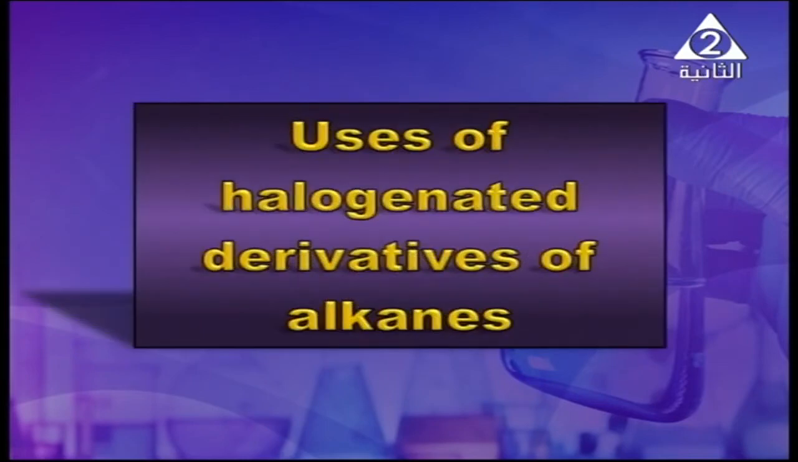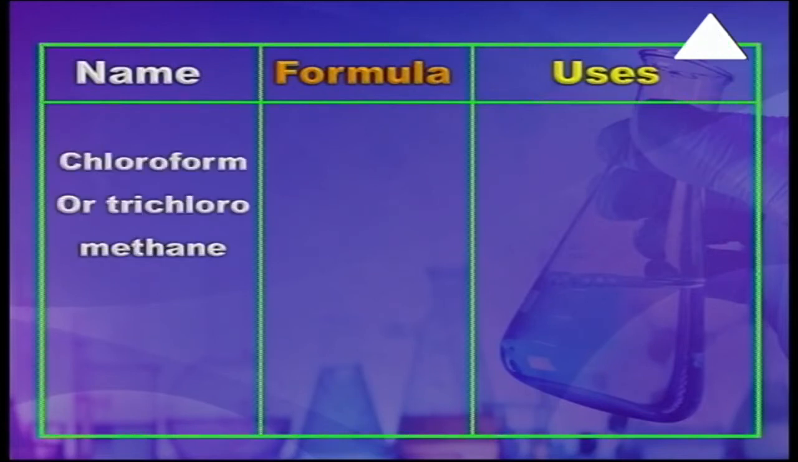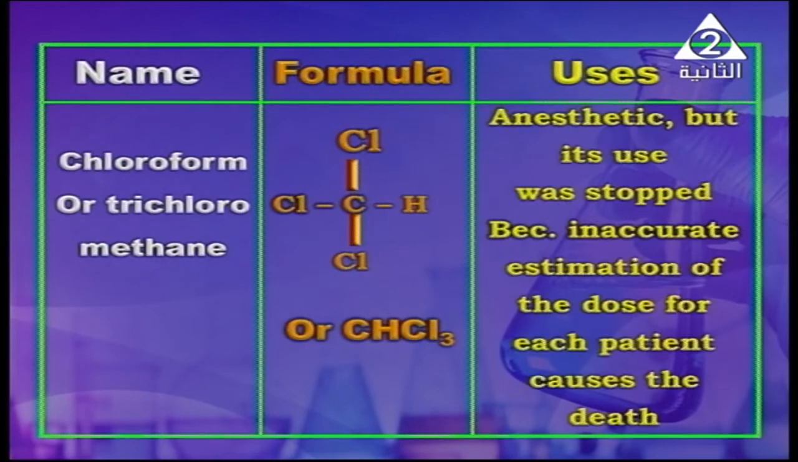Now we are going to discuss the uses of halogenated derivatives of alkanes: the name, the formula, and the use. Chloroform or trichloromethane, with the structural formula shown on the screen. Here it was used as an anesthetic substance, but its use was stopped because an inaccurate dose gives the patient death or causes death for the patient.